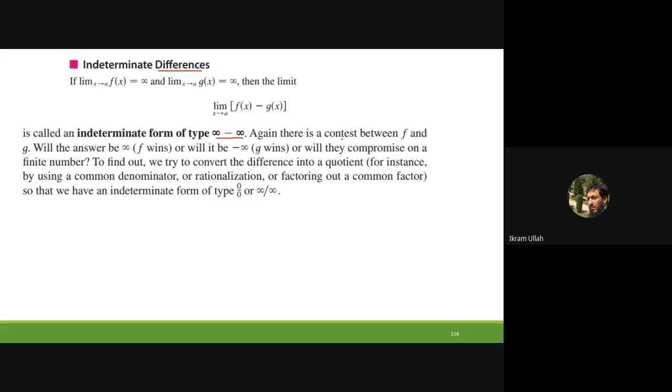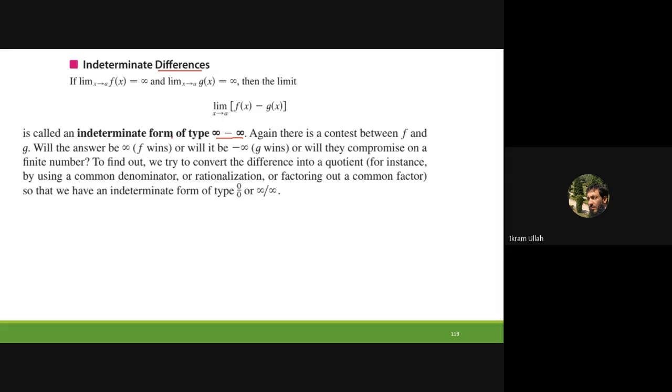Again, there is a contest between f and g, where the answer will be infinity if f wins, or minus infinity if g wins. When f vanishes, the answer will be minus infinity. If g vanishes, then the answer will be plus infinity. Or will they compromise on a finite number? There may be a possibility that the limit of this function is equal to some finite number.